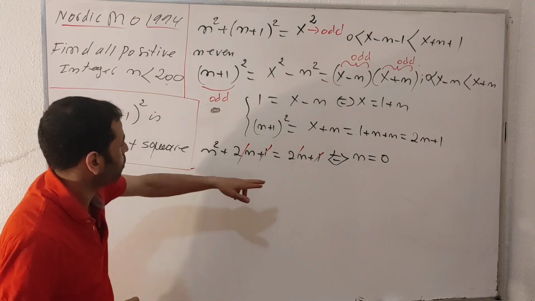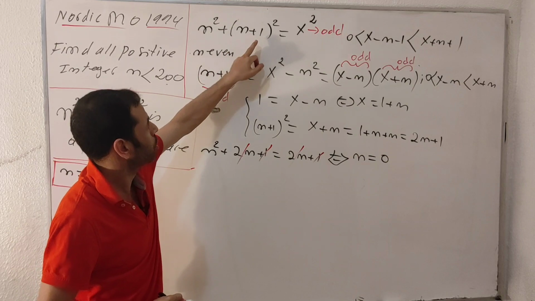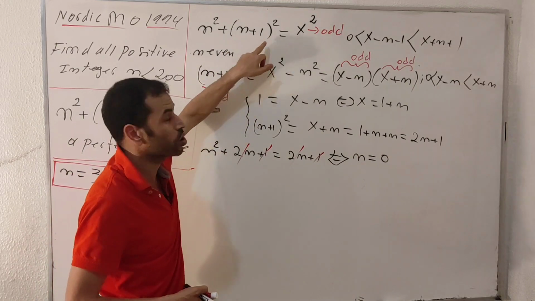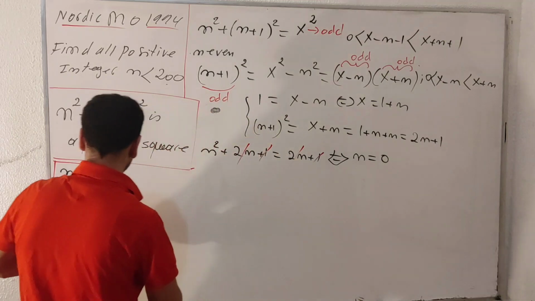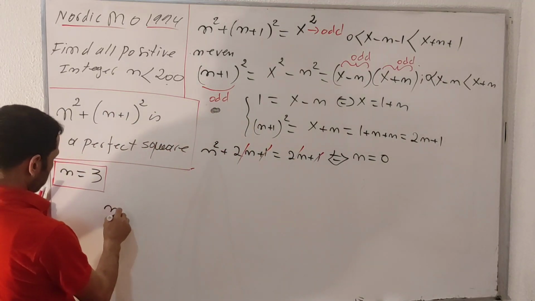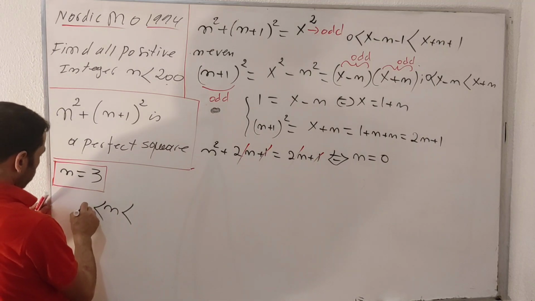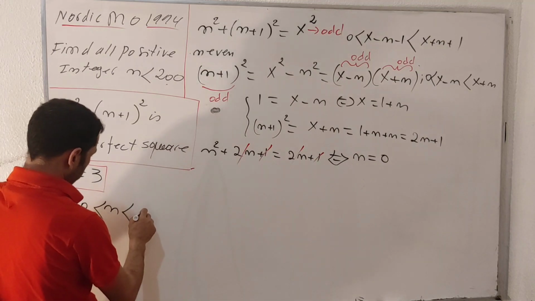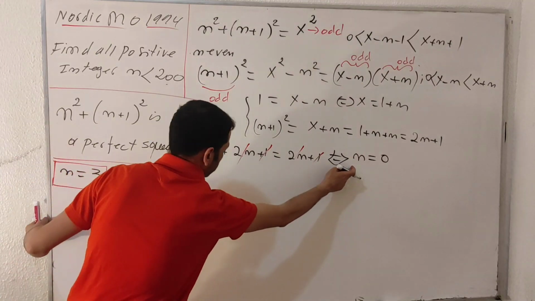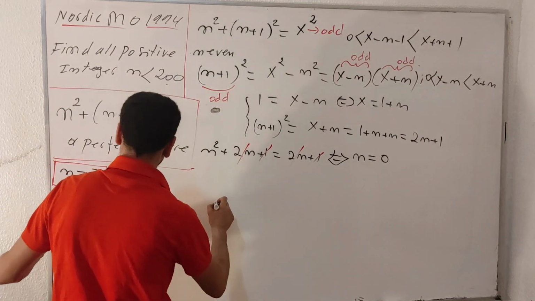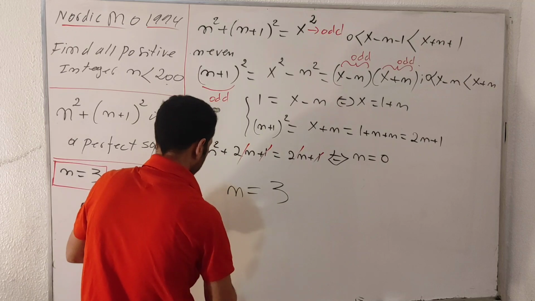n equals 0. If you replace n with 0, you get 0 here, you get 0 here, you get 1 squared equals x squared, which is a perfect square. But perhaps this one is out of the region because we have n strictly superior to 0 and strictly inferior to 200, so this one is not going to be a solution. So the only solution that we have is n equals 3.